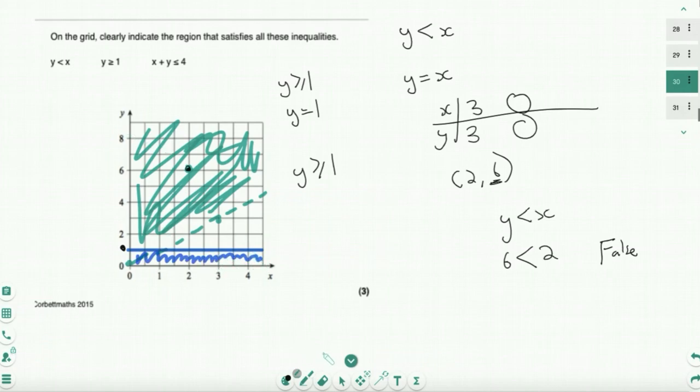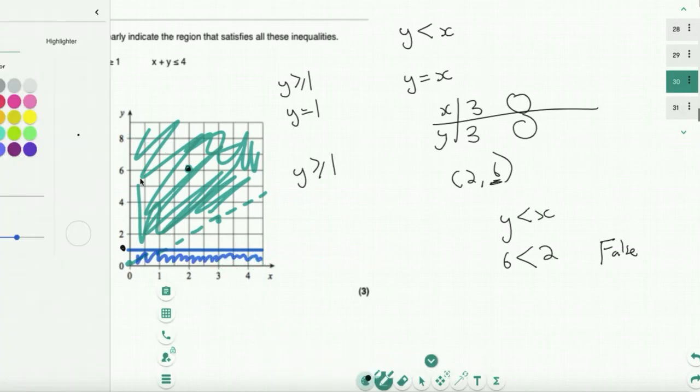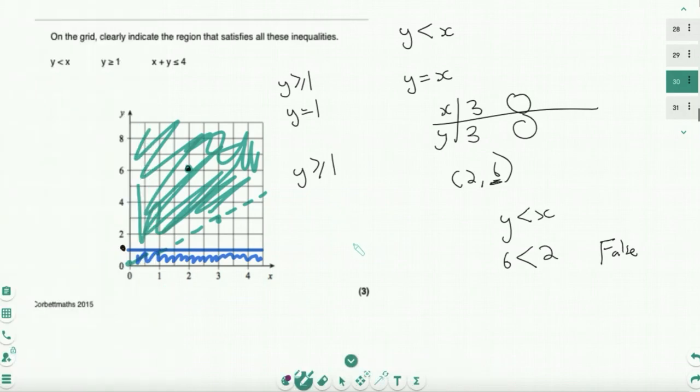All right, and then the last one, x plus y is less than or equal to 4. So to draw it, we're going to write x plus y equals 4. Let's just solve it literally. Let's keep it simple, guys. The x coordinate plus the y coordinate equals 4.